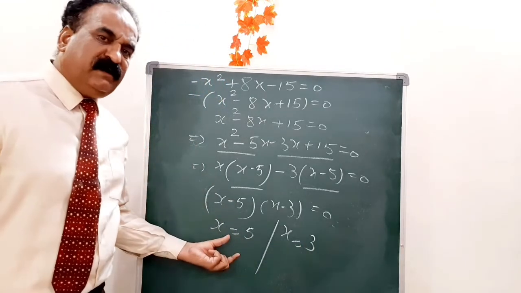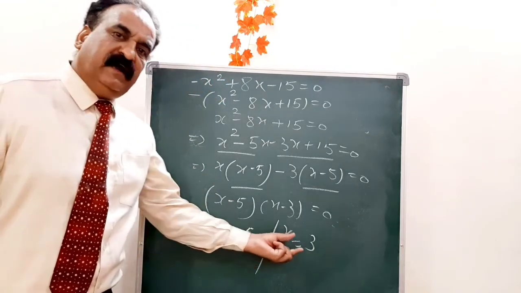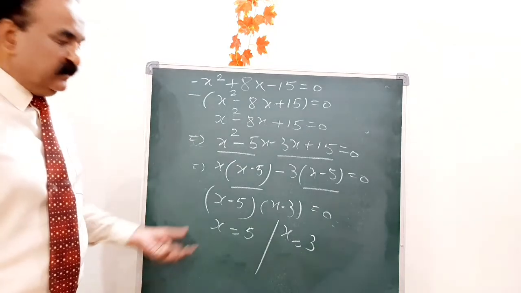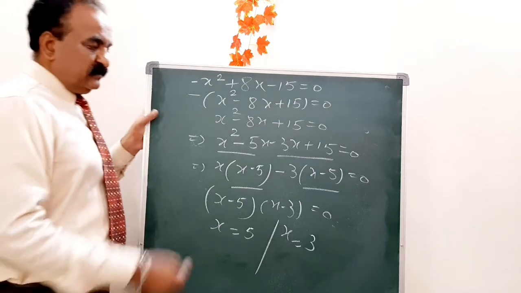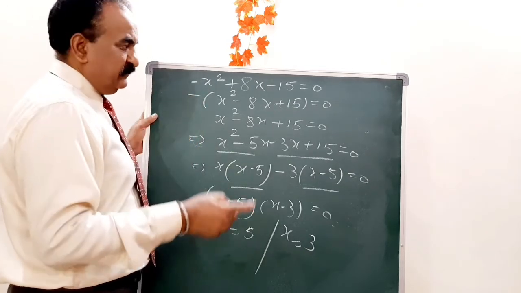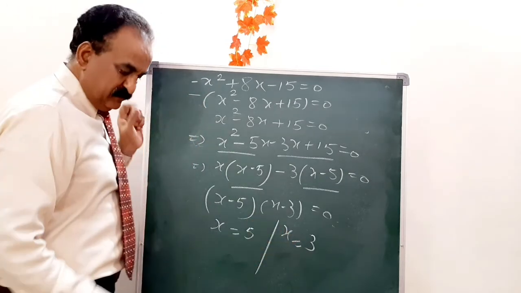What are those numbers? X is equal to 5 and x is equal to 3. Then the two numbers are 5 and 3. According to the question, the sum is 8. It means 5 plus 3 is 8.